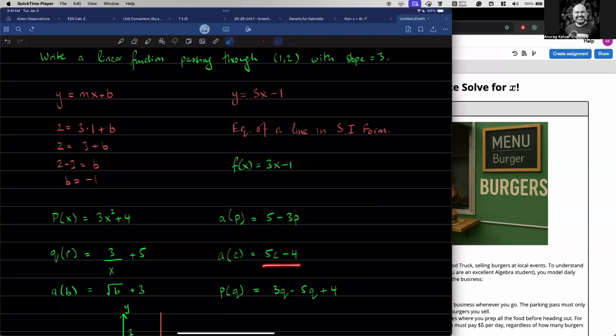5c minus 4. Is that a linear function? Doesn't it look like mx plus b? I hear 2 people responding. I don't know what's happening with the rest of the class. Do we agree or disagree?